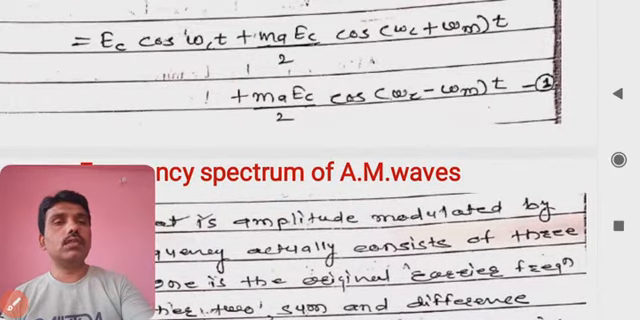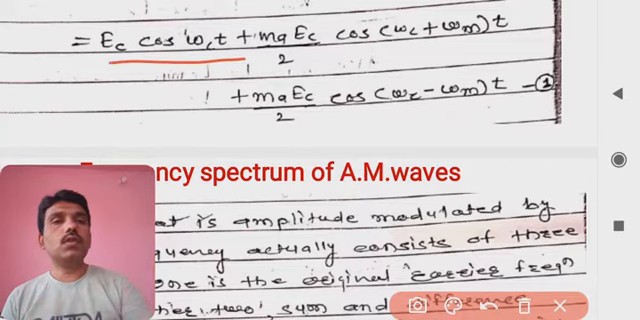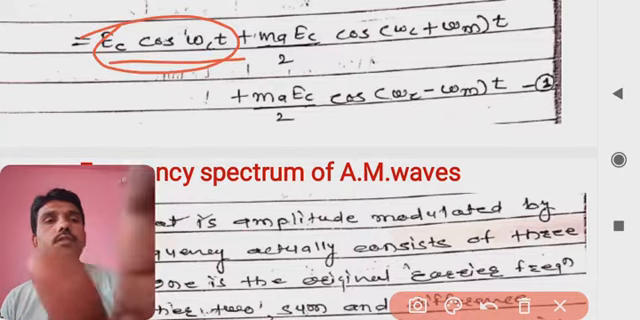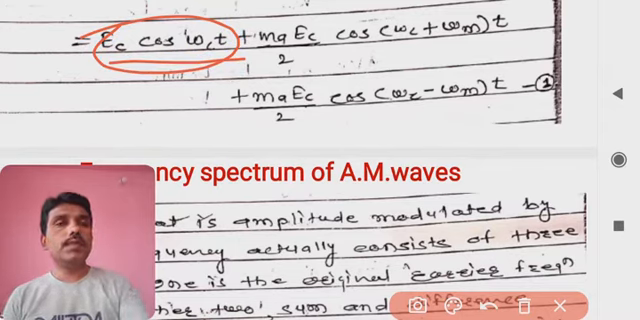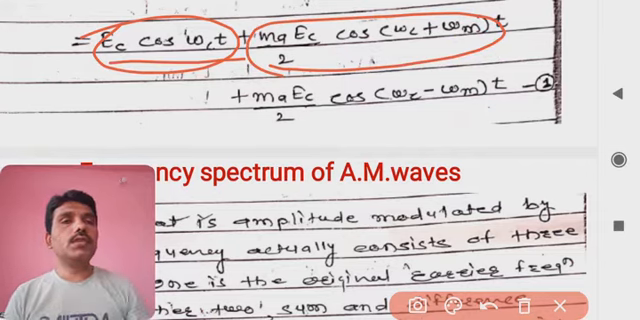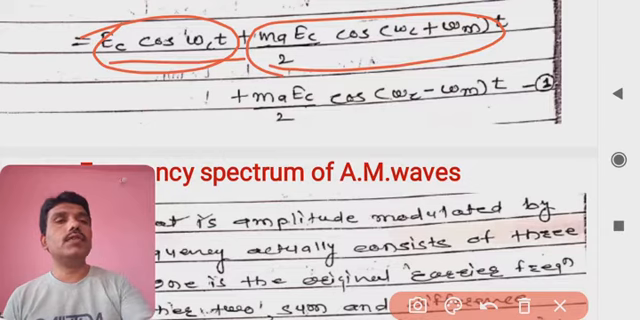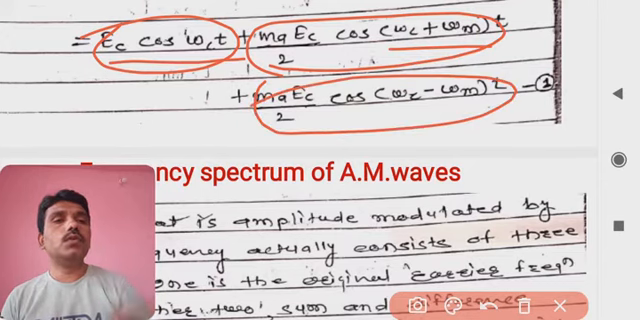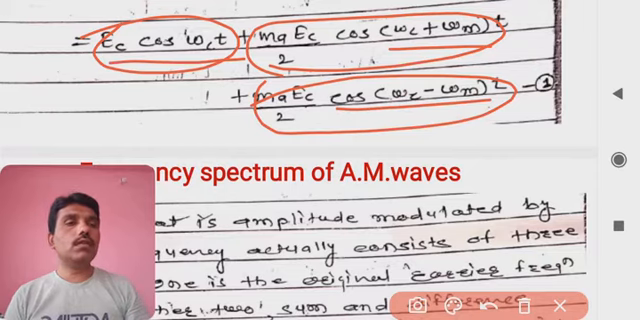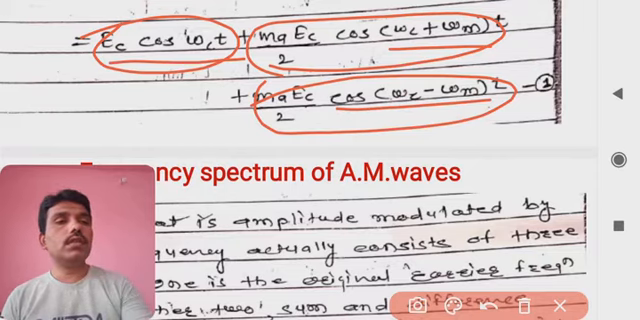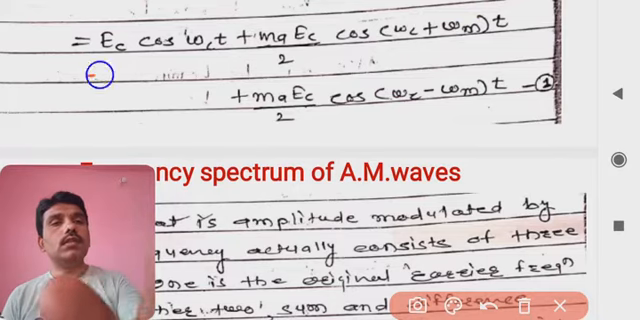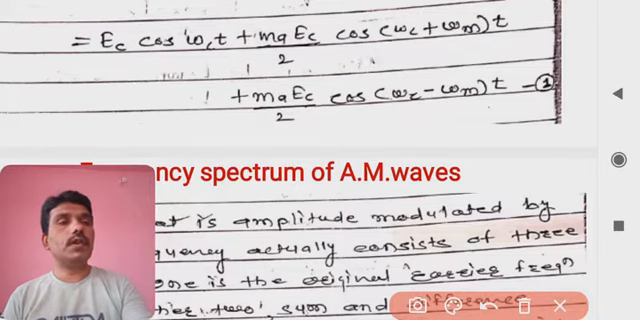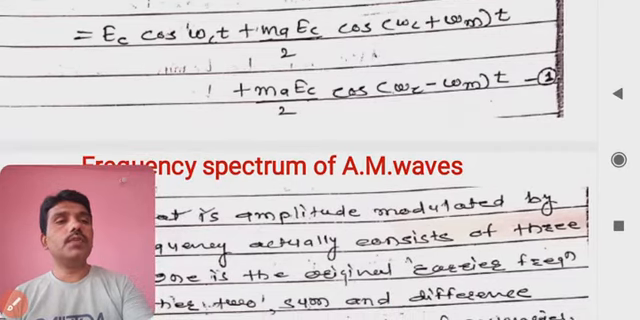If you see this equation carefully, Ec cos ωct is generally the carrier wave relation. It represents the expression of the carrier voltage. The second expression, ma Ec by 2 cos(ωc+ωm)t, indicates the sum of the carrier and modulating frequency. And ma Ec by 2 cos(ωc-ωm)t is the expression for the difference of the carrier frequency and the modulating frequency. So these are the three expressions we have in the amplitude modulation wave.